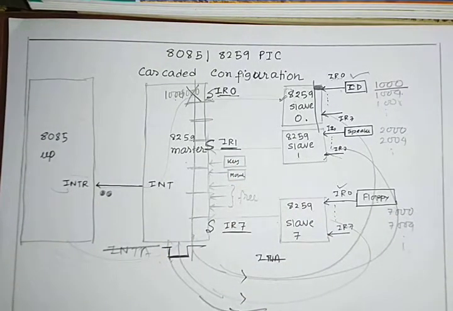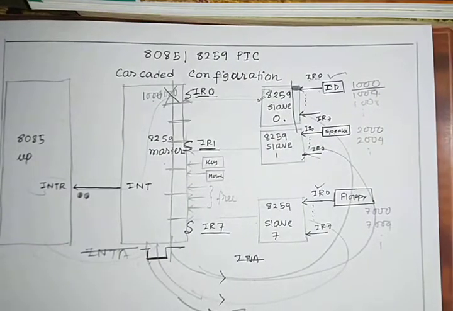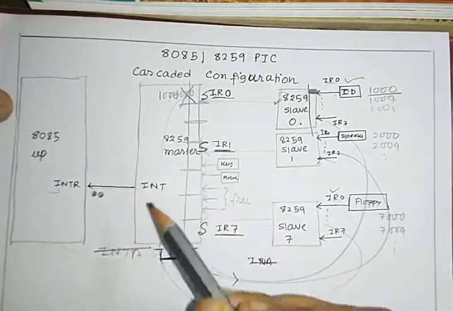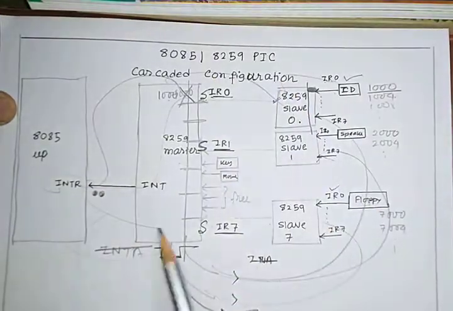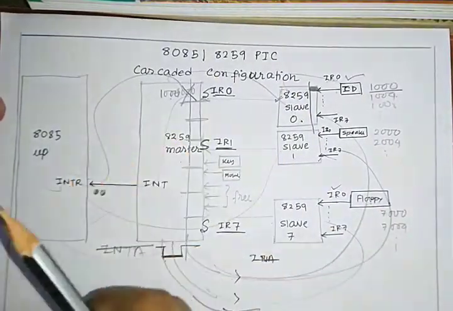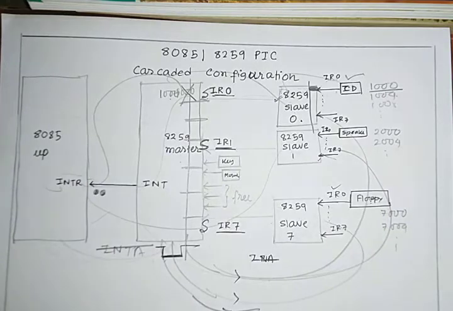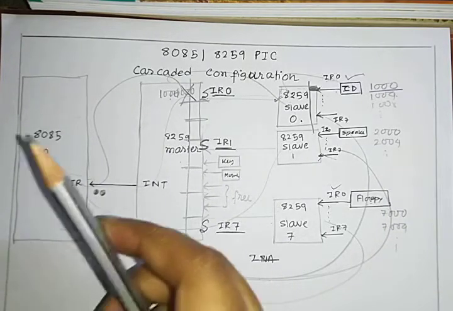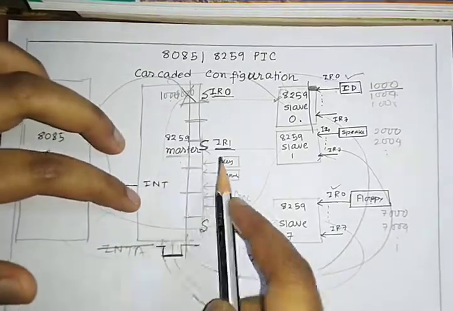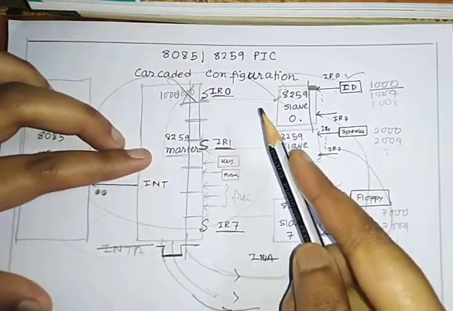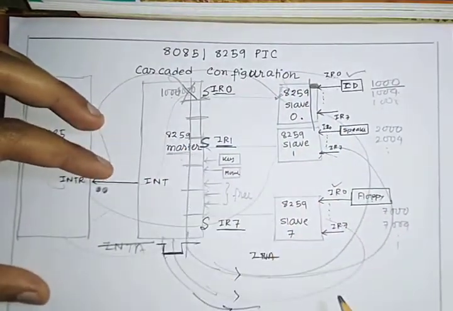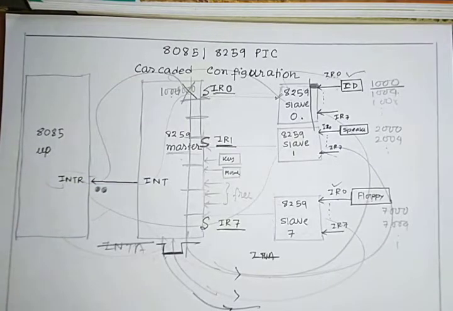Now when any external devices get connected, they will produce signals, and my master will produce INTA bar signals for everyone. First, it will fetch the opcode of the call instruction. Second, master, it is your task to tell me from which address I should fetch the lower and higher address in the second and third INTA bar signals.